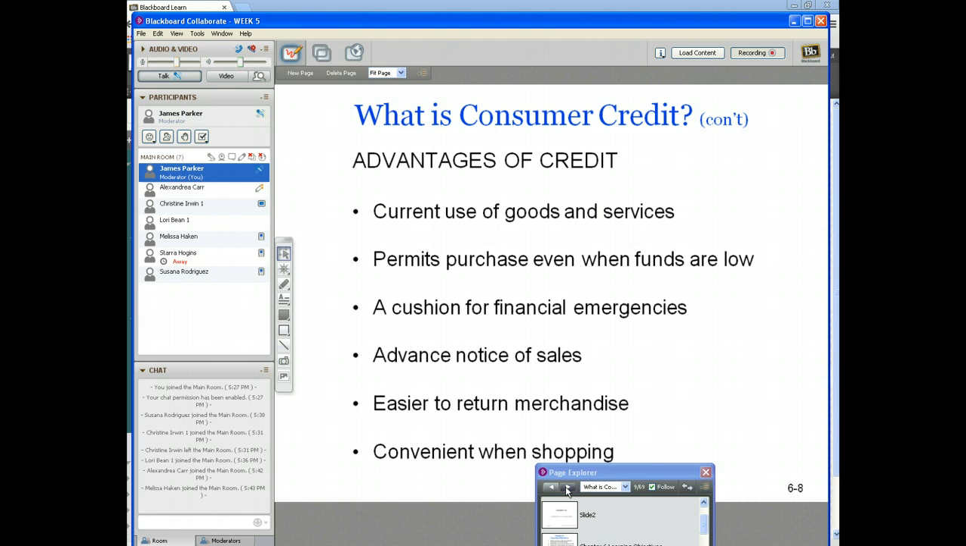Convenient when shopping, even more convenient. Now Visa, MasterCard, if it's under $25, you don't even have to sign. It used to be, you'd let the guy with the cash cut to the front of the line because he was going to be in and out. Now, the guy with the credit card can blow right through, and it's much easier.